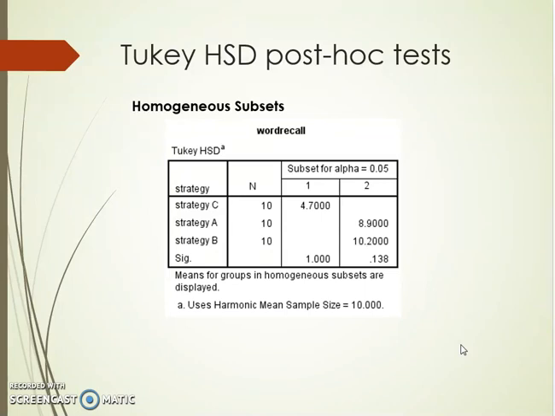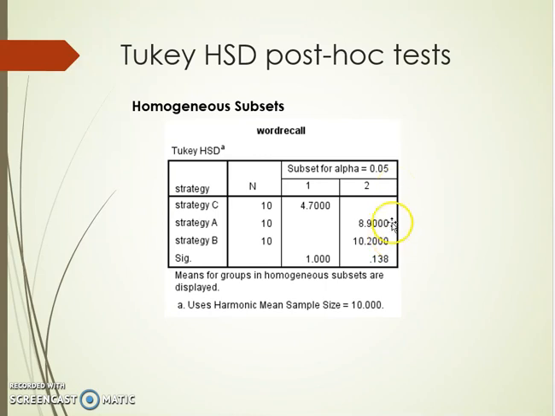Now, as part of the output from your post hoc test, you also get this other table that's set up in a slightly different way, called homogeneous subsets. This is kind of a down and dirty look at it. This tells me strategy C, here's my N for that, there were 10 individuals, and the mean was 4.7. Strategy A had a mean of 8.9, strategy B had a mean of 10.2. Notice that C is in a different column than A and B.